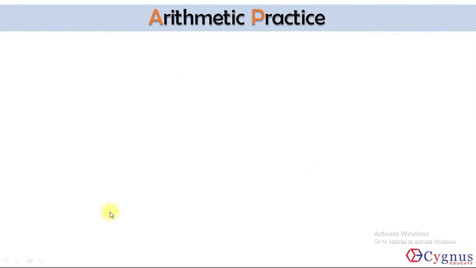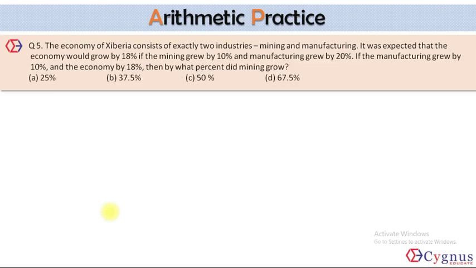Okay, let's look at the next one. It's a simple question based on percentage changes. Look at the data. The economy of Siberia consists of exactly two industries, mining and manufacturing. It was expected that the economy would grow by 18%. If the manufacturing grew by 10% and the economy by 18%, then by what percent did the mining grow?